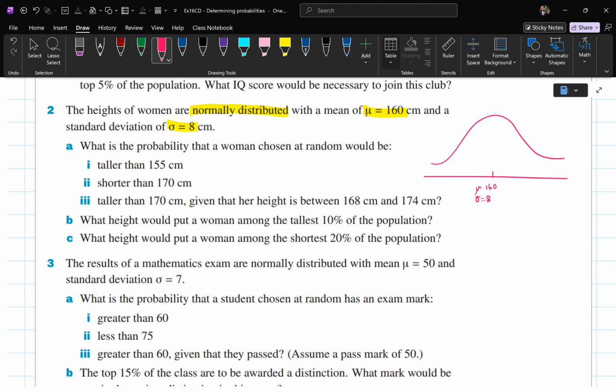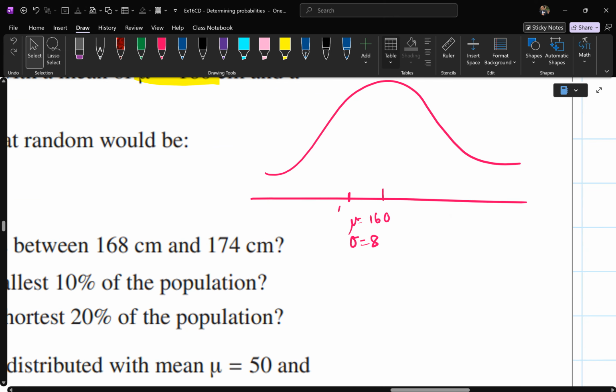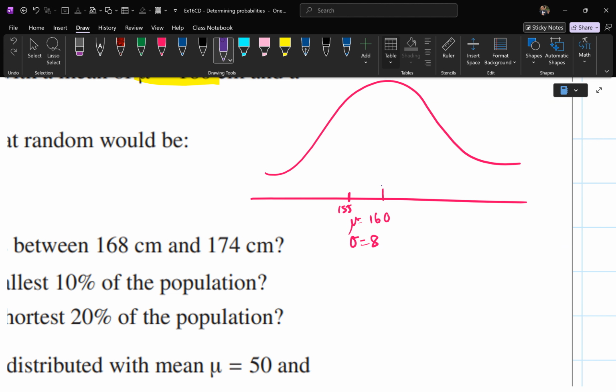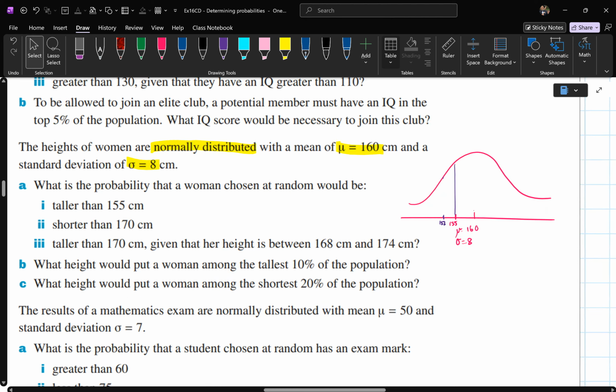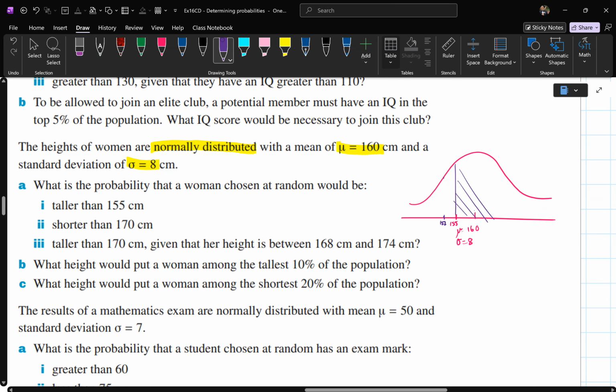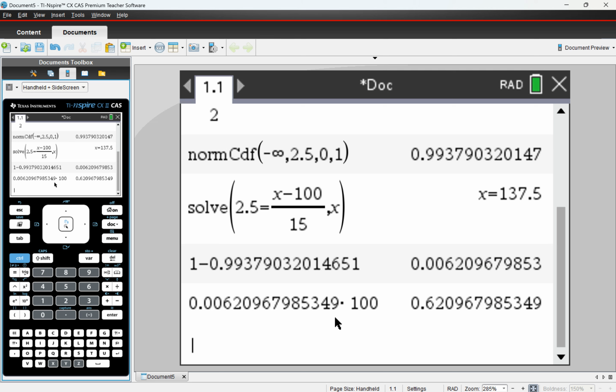And what is the probability that a woman chosen at random would be taller than 155? So 155 has to be less. But remember, one standard deviation, so minus 8, would have been 152. So clearly, 155 is in between. So this is a hint that you have to use your normcdf. So here we're wanting taller than 155. So greater than 155 is that region. So how do you do it? Do your CAS. So there we go, normcdf.